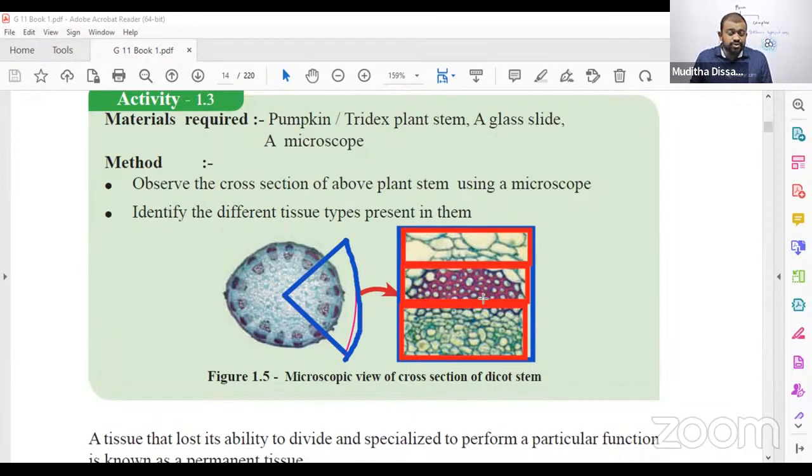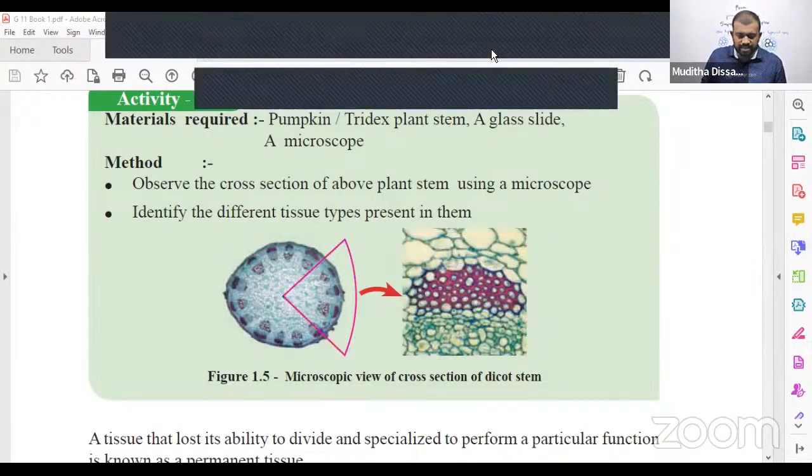Here different cells are arranged. They are not dividing anymore, they perform some other function, so they are known as permanent tissues.